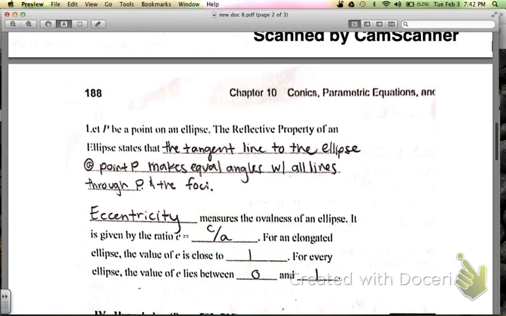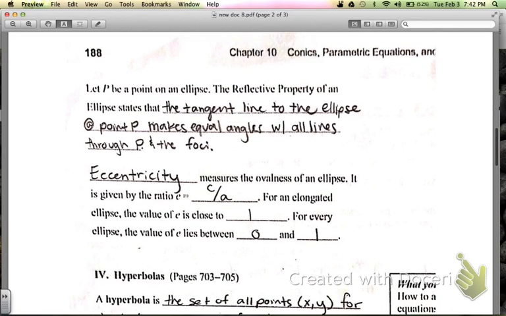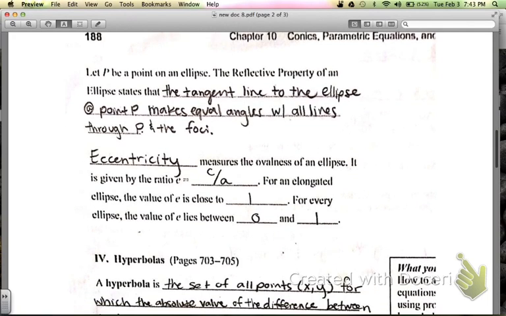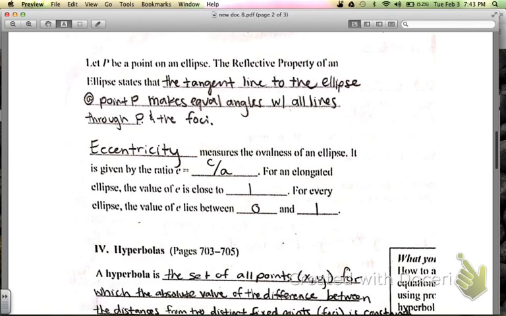It says, let P be a point on an ellipse. The reflective property of an ellipse states that the tangent line to the ellipse at point P makes equal angles with all lines through point P and the foci. And the eccentricity, that word eccentricity, measures the ovalness of an ellipse, so how oval it is. It's given by the ratio e equals c over a. It says for an elongated ellipse, the longer the ellipse is, the value of e is close to 1. And for every ellipse, the value of e lies in between 0 and 1. So the closer it is to 1, the longer it is. The closer it is to 0, the more like a circle, so the more round it would be.